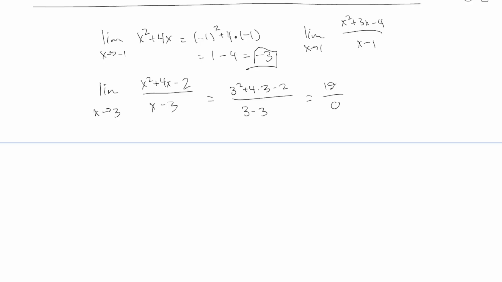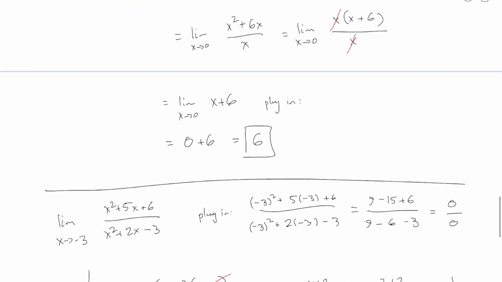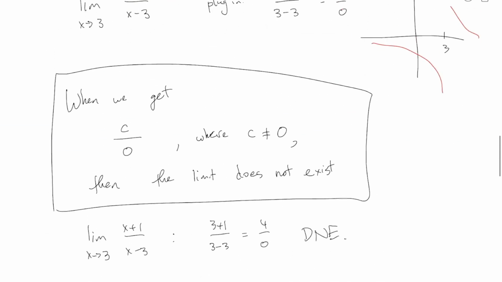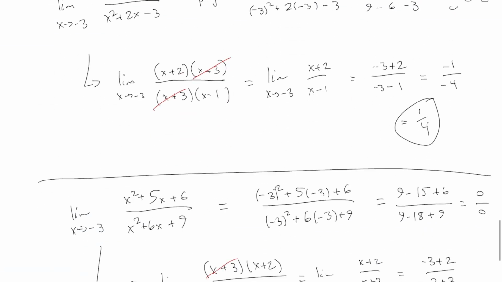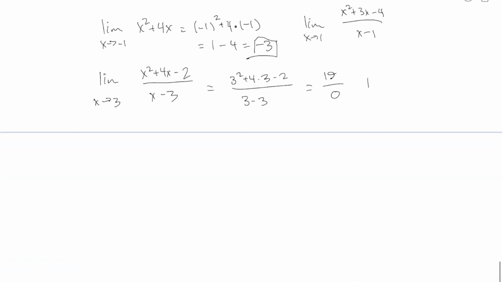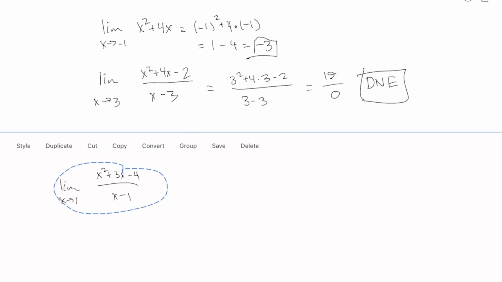What is your interpretation of this? You say the limit does not exist. Remember the thing that I wrote in the box all the way up here? When we get something over 0 where the top is not a 0, then the limit does not exist. So you do not have to go back and simplify or anything like that. Actually, this is slightly a trick because it looks like you can factor, but you can't. There are no factors of that. So this one is a DNE. That's the second one. Let's try this last guy.